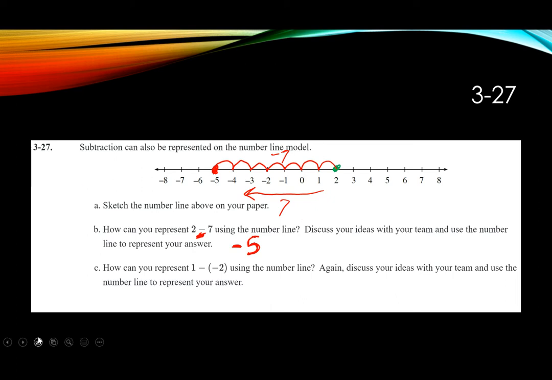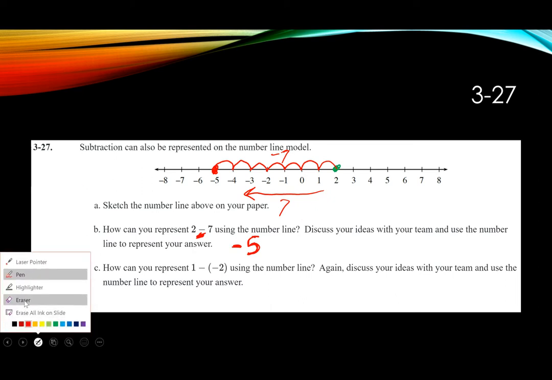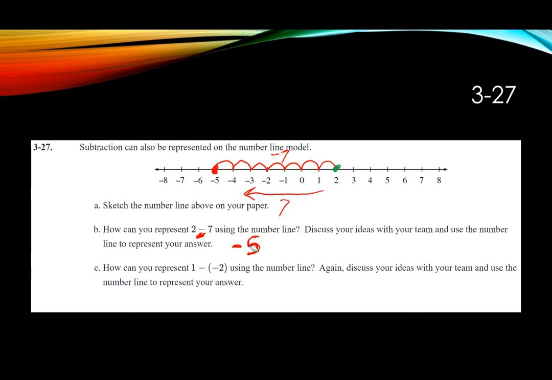Now we're looking at part C. It's a little bit different because now we're subtracting a negative number. So let's think about how that's going to impact our diagram and our answer. So here we're starting at positive 1. And it says we're going to subtract. Now, when I subtract, I know that I'm going to be turning around and going this direction. But notice, I am instead moving -2. I'm moving a negative number.